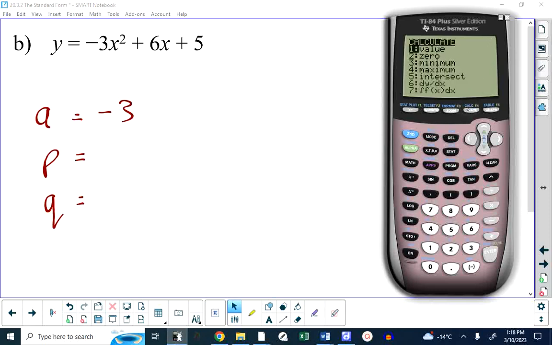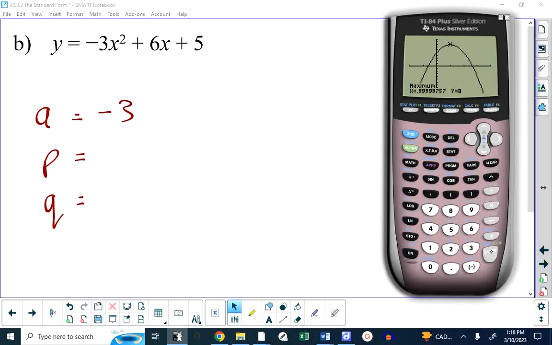So I'm going to go to my calculate menu, but I'm going to choose maximum because this parabola opens down. And if it opens down, then there's a maximum value. I think you kind of figure out what we're going to have to do here. Left, right, enter. Put your cursor to the left, hit enter. Put your cursor to the right, hit enter a third time. It's at 1, 8. Now, some of your calculators may say 1.000 something. Does anybody say exactly 1, 8?